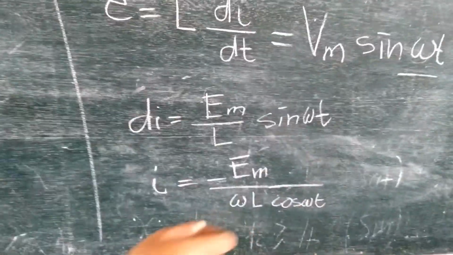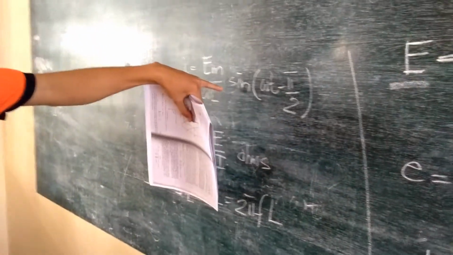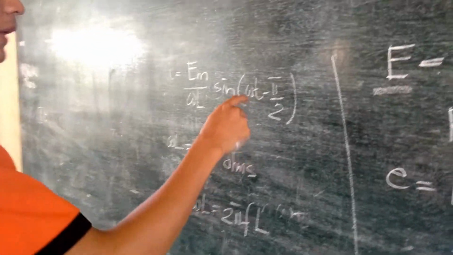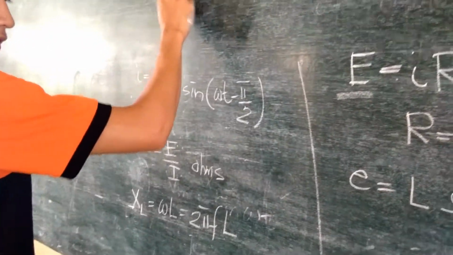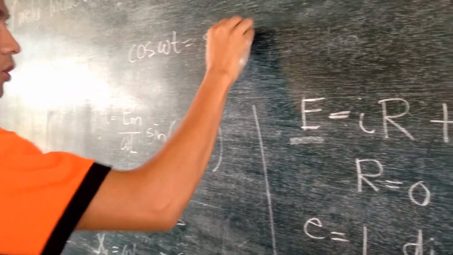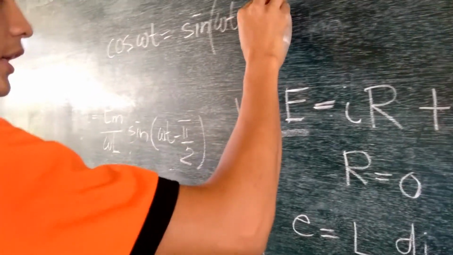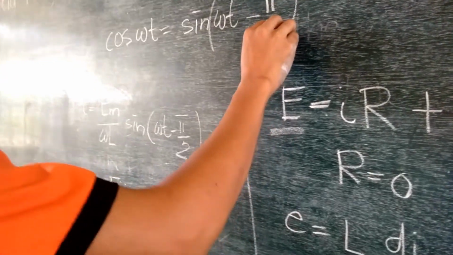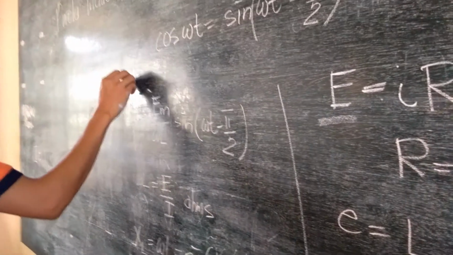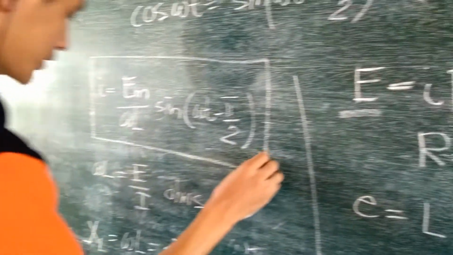Since E_M all over omega L is equal to I_M, and negative cosine omega t is equal to sine of omega t minus pi over 2, this would be the formula for finding the impressed current in an inductive circuit.